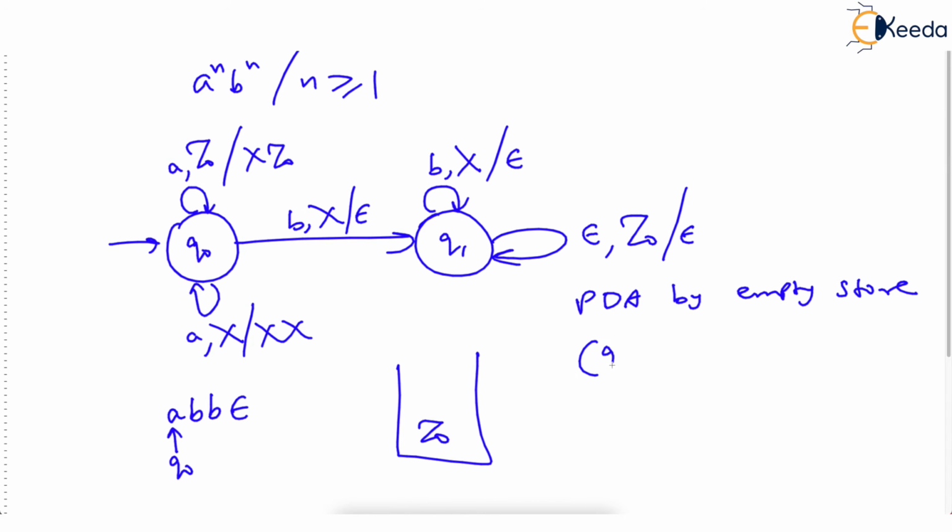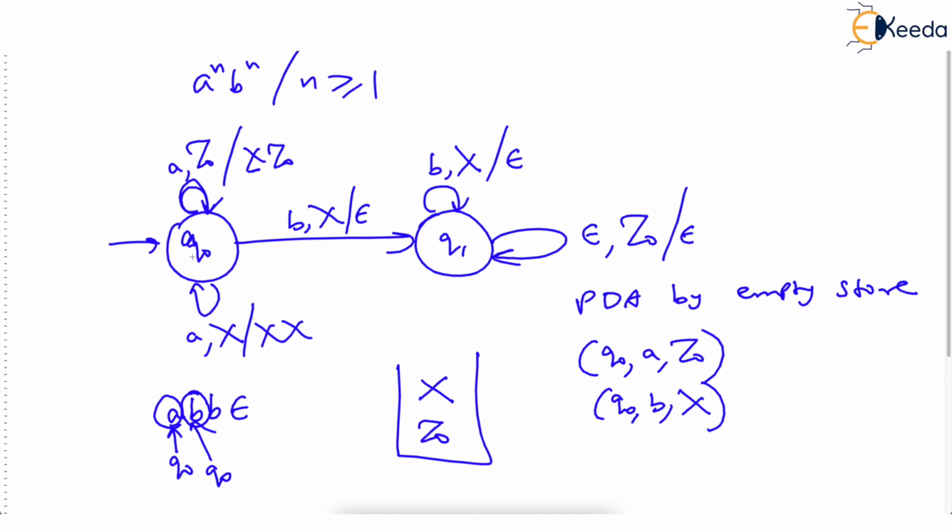Okay, Q0 is reading A and the top is Z0, correct? So we will loop in Q0 and we will push X. Okay, now we are still in Q0. So Q0 is reading a B, check the letter B, and the top is X. So what are we going to do? We are going to pop that X, remove that X, and we will enter Q1. Okay, so we are in Q1 state.